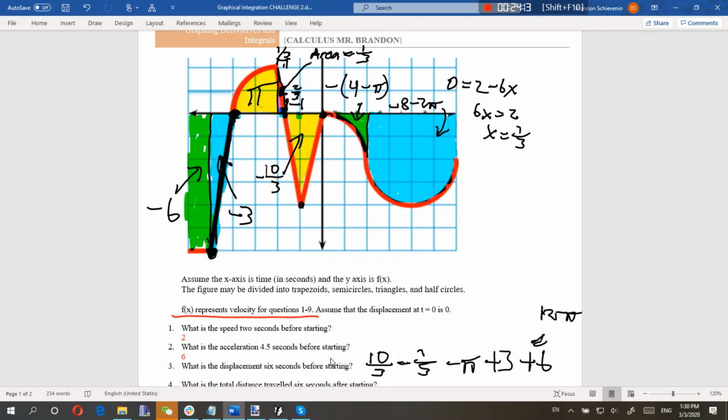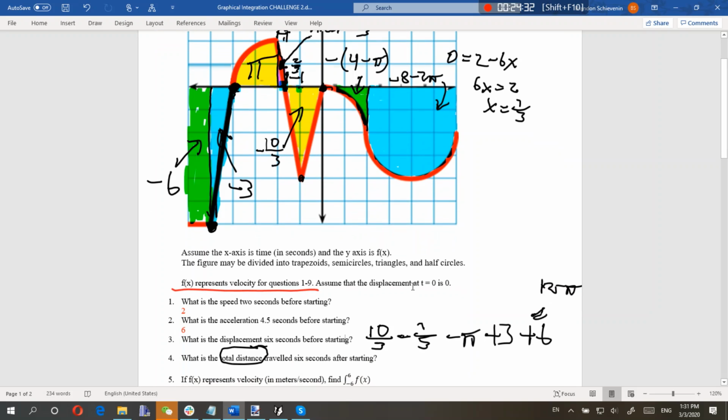For our displacement. If I wanted total distance traveled 6 seconds after starting, total distance traveled, will my direction matter or not matter? Okay, for total distance traveled, our direction will not matter. So if direction is important, then you'll see displacement. If direction is not important, you'll see total distance traveled. So if direction is not important, then we don't care about these negative signs.